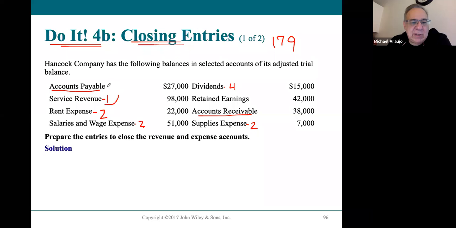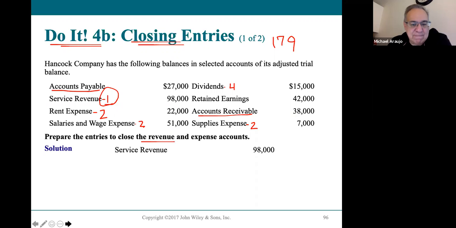But we certainly have another expense, and that's part of step 2. So the very first step is to close the revenue account. And we do that by moving that money to retained earnings. Sorry, moving that money to income summary. A debit to service revenue would bring the balance in the account to 0 because this 98,000 is on the credit side. When you have 98,000 on the debit side and 98,000 on the credit side, the balance is 0. We move that to income summary. So the first step is done.